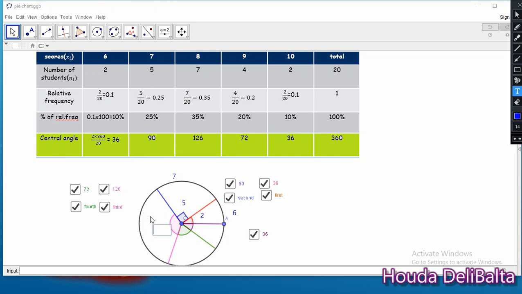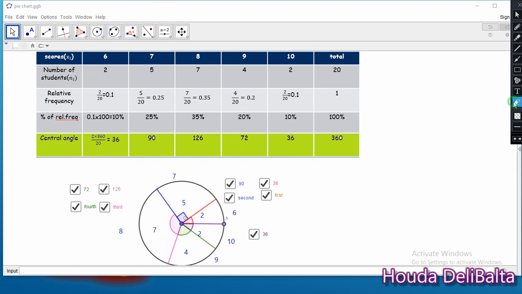Here, the highest frequency is 7. That's why you can see that it is the largest piece, because it has the highest frequency, and the value is 8. Similarly for this, the frequency is 4 and the value is 9, and finally the value here is 10, whose frequency is 2. So this is if the question was to draw the pie chart of the frequency, or the frequency pie chart.